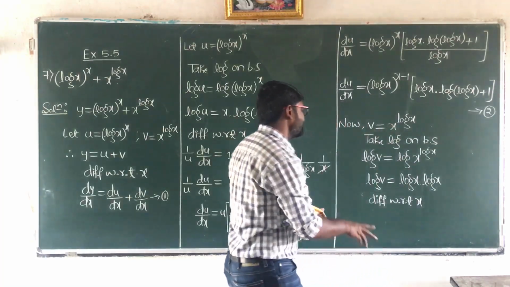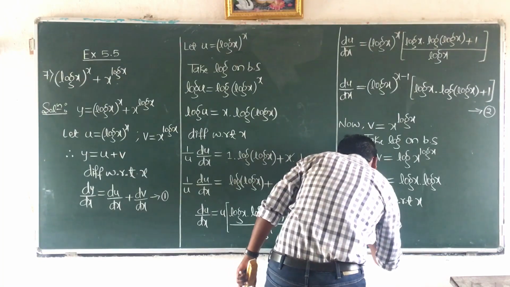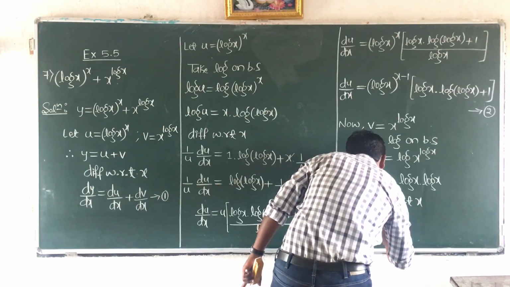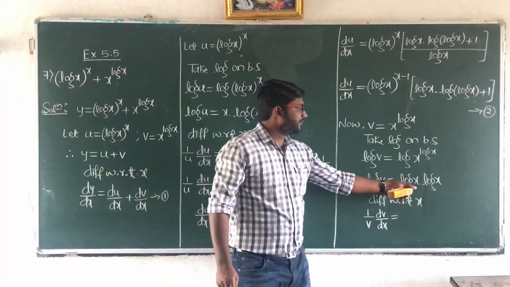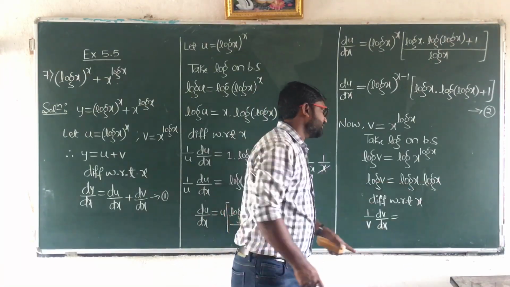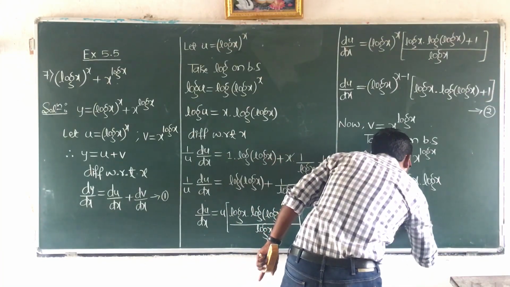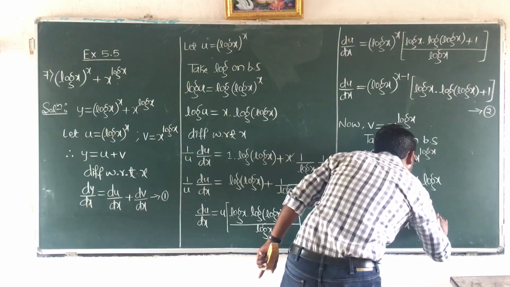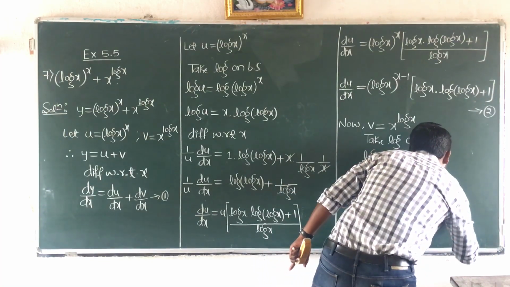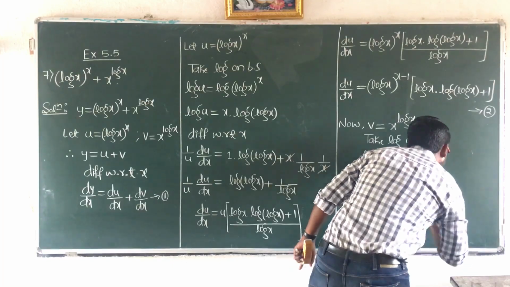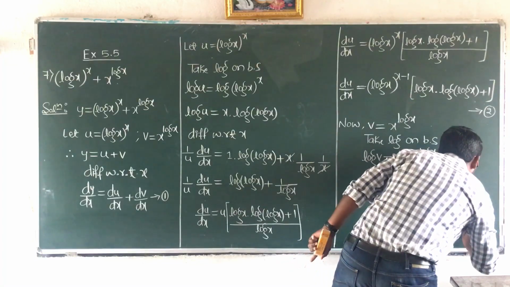Differentiate with respect to x. So what do we get now? It is 1 by v dv by dx, which is equal to, so again we have to apply the product rule here, u into v. Take the derivative of the first function, it is 1 by x into log x, plus, now write the first function as it is, log x, into the derivative of the second function, it is again 1 divided by x.